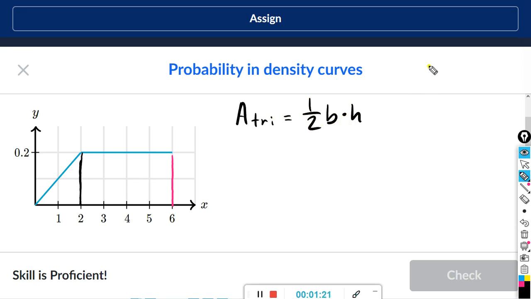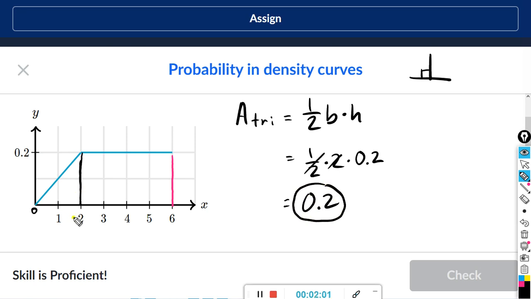Remember that the base and the height are always perpendicular to each other. They always make a right angle with each other. So we can see the base of this triangle goes from 2 to 0. So the base is just 2. So we have 1/2 times 2. And the height of the triangle goes from 0 up to 0.2. So the height is 0.2. Half of 2 is just 1, so those cancel, and we're just left with 0.2. So that's our probability that x is less than 2.